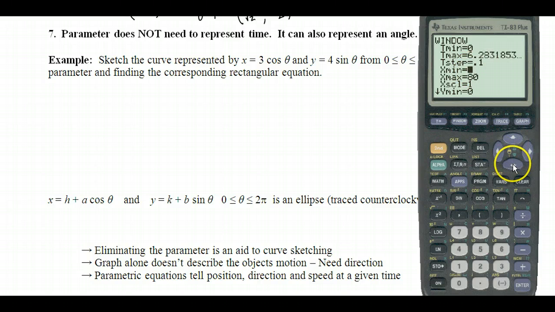Well, because I know my graph here, if I'm graphing sine and cosine, I'm going to have my x's go from -5 to 5. And then I'm also going to have my y's go from -5 to 5. So for our parameter, our minimum is 0, we go to 2 pi, our step is 0.1, x minimum is -5, maximum is 5, y minimum is -5, maximum is 5. We graph it.